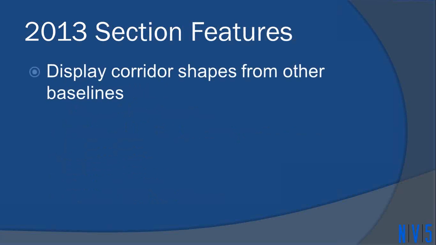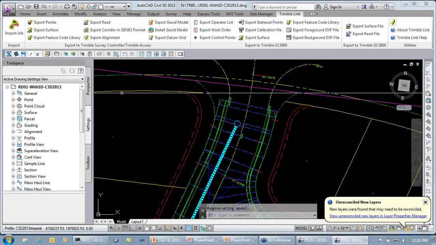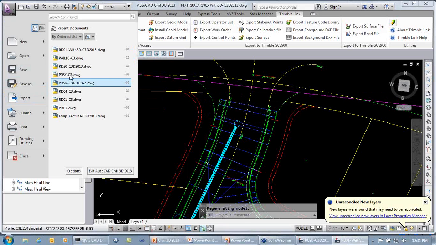And that's what I briefly showed you in the corridor section editor, is that Civil 3D is now able to display corridor shapes, and I need to highlight the word shapes. It won't show links, it does show shapes from other baselines and more explicitly from other corridors. So let me jump back into Civil 3D here, and I've got one more file.